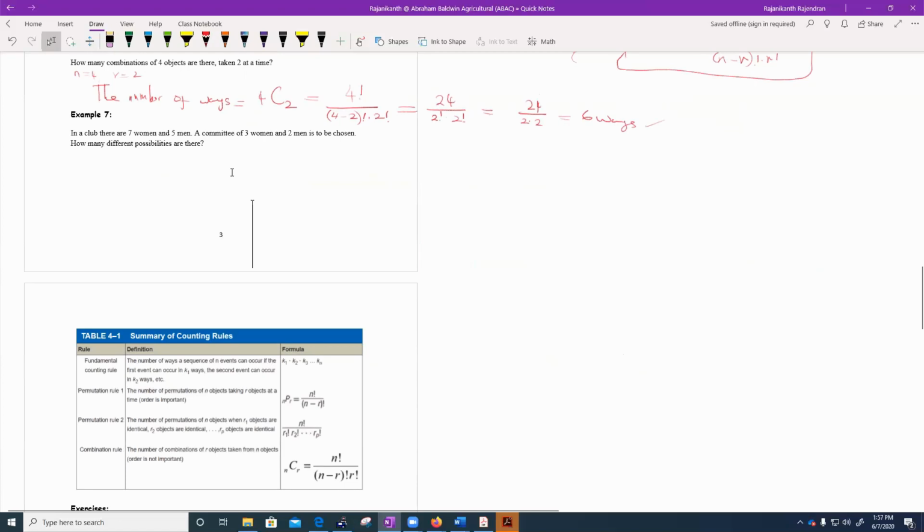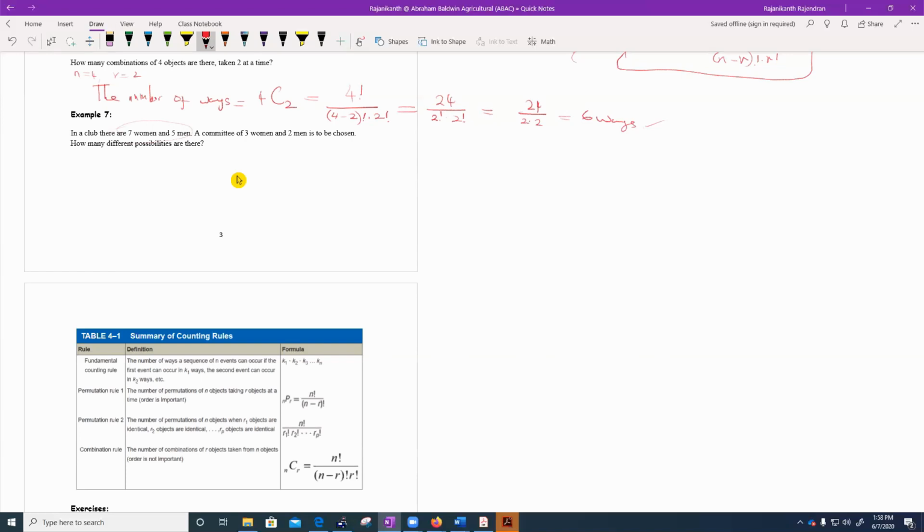Okay, so now this question is quite different. In a club, there are 7 women and 5 men. A committee of 3 women and 2 men is to be chosen. You are given in total there are 12 people, right? 7 women and 5 men. You need to choose 3 women from the 7 and 2 men from 5. And how many different groups could you make? Are they talking about the order? Order is not important. You are just choosing different groups.